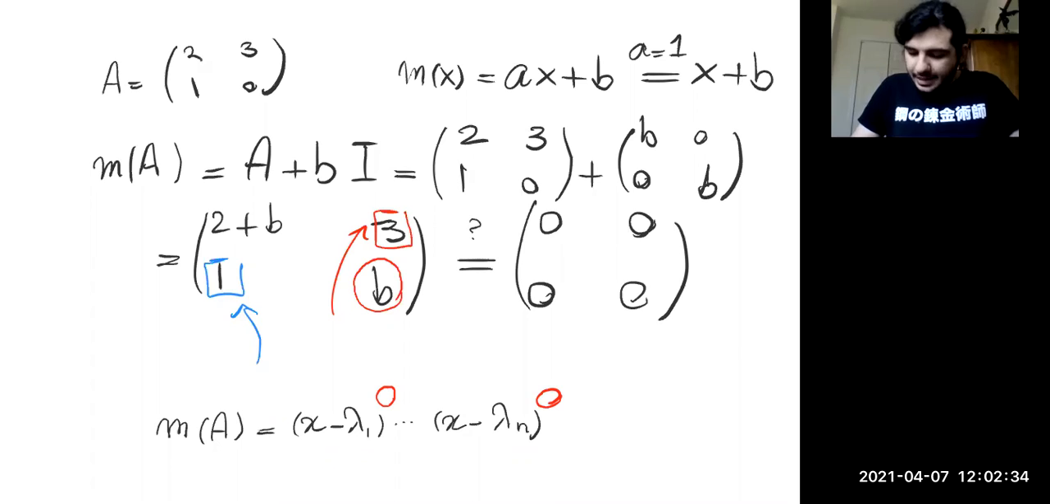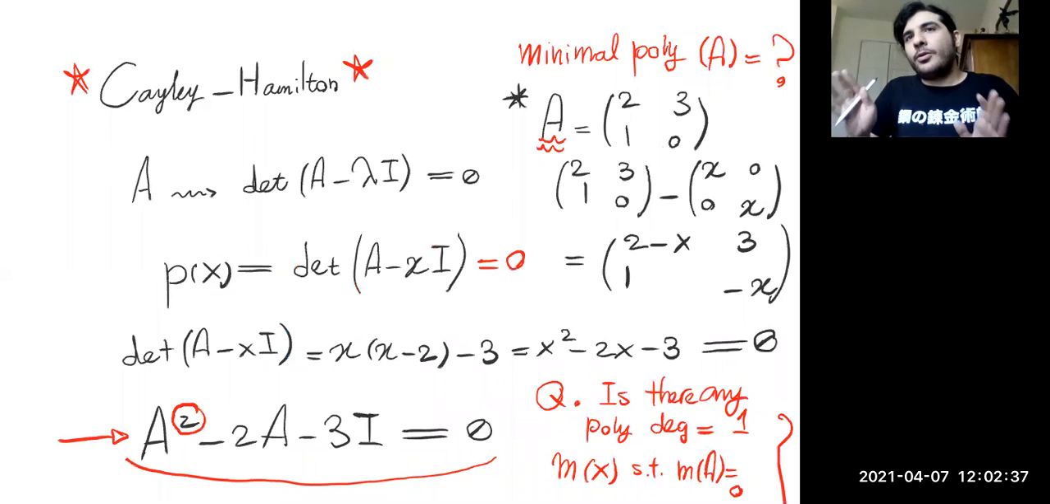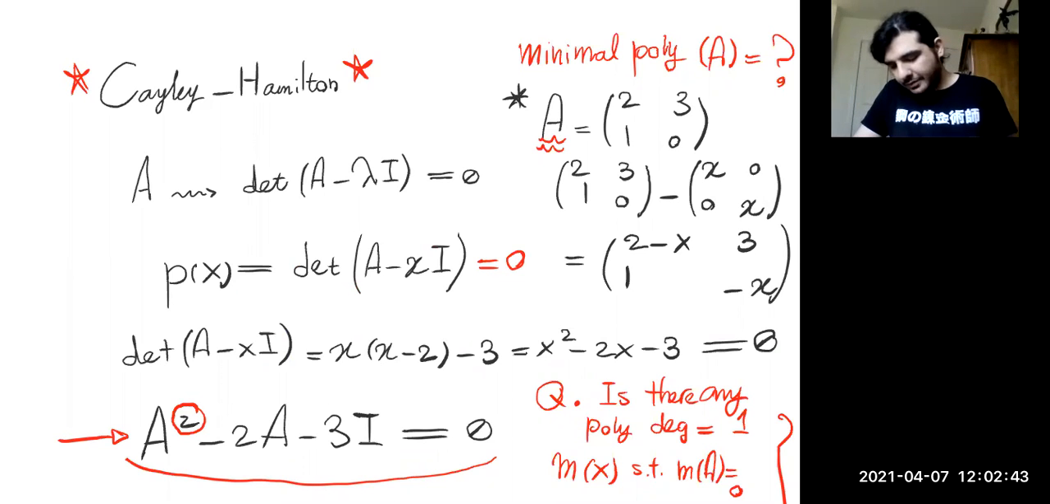So in this case, it means there is no polynomial of degree 1 which this matrix is a root of. And therefore, what we have here already is the minimal polynomial. It is the minimal polynomial of A.